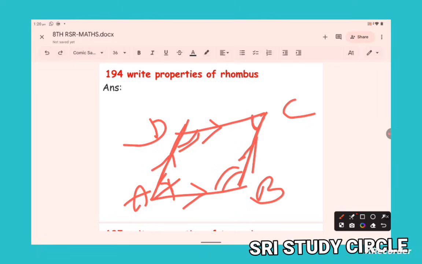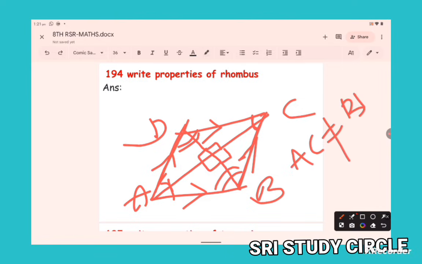Next, the diagonals are mutually perpendicular bisectors of each other. The length of the diagonals is not equal. AC is not equal to BD. Opposite sides are parallel, all sides are equal, opposite angles are equal. All these are known as the properties of a rhombus.